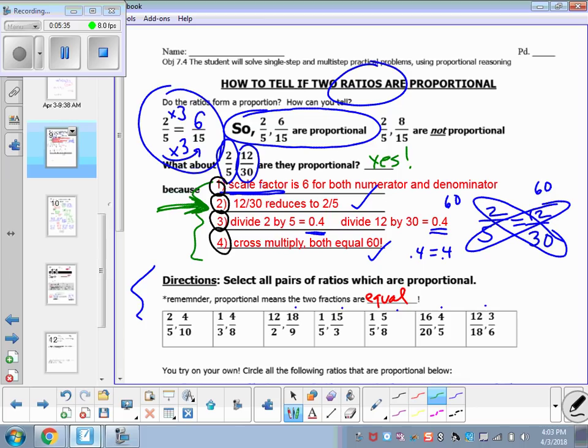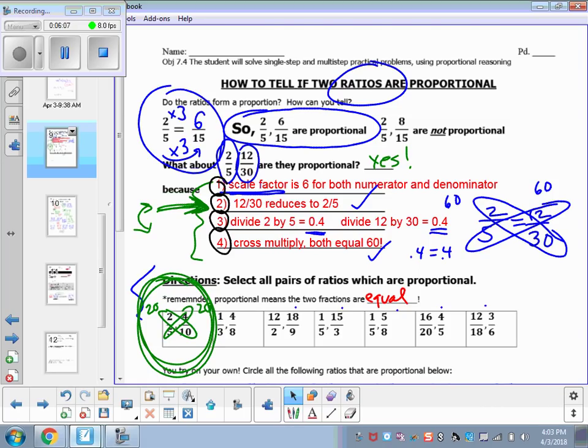Another thing we could do is to reduce. Oh, sorry, I just mixed those up. I just flip-flopped those, my bad. If I reduce now, I can see here that this reduces to 2/5. So reducing is another thing you can do to prove. And the final thing would be to cross multiply. And when I cross multiply, we get a 20 and a 20. So, yep, we're going to select that for proportional.